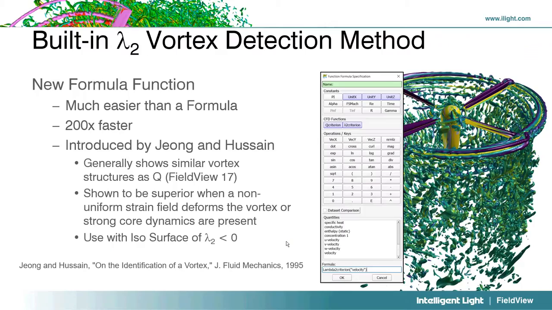All right, so in FieldView 18, we keep adding new CFD-specific capabilities. You may recall that in FieldView 17, we added a new Q-criterion native function. Well, we're adding a new one in FieldView 18 with the Lambda2 vortex detection method. Let me show you how that works.